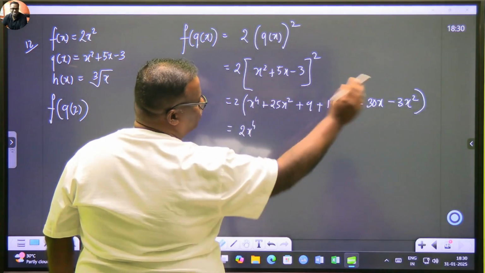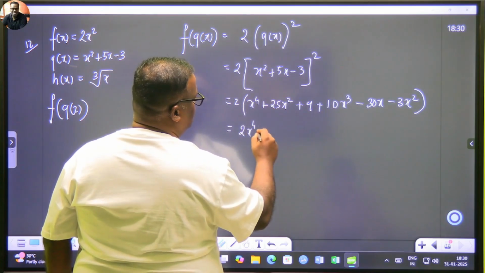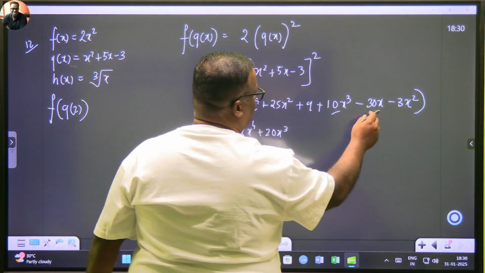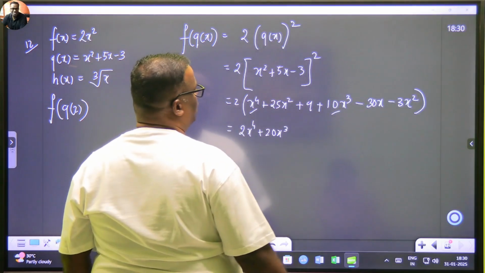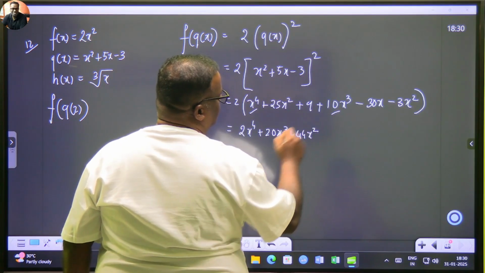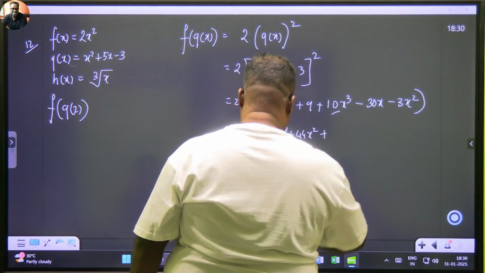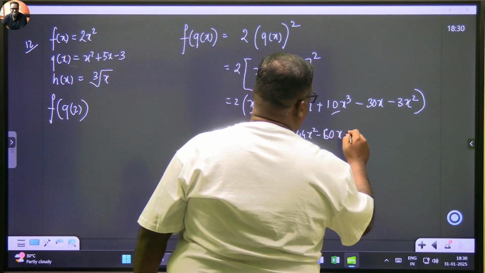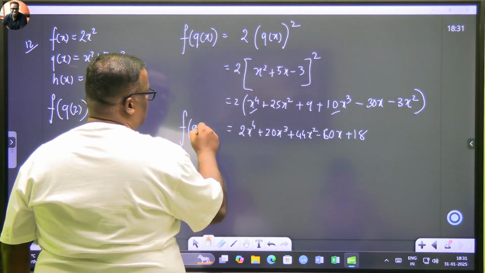2x4, do we have any x4? No, we don't have. Then we have an x cube term. So get the x cube term, this becomes 20x cube. Then we have an x square term. 25 minus 3 is how much? 22. 22 multiplied by 2 is 44x square. And then we have a negative 30 which becomes negative 60x, and we have plus 18. So this value has come up. f of g of x has come up.